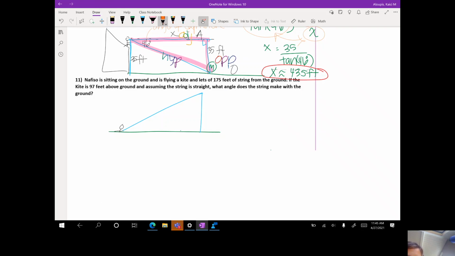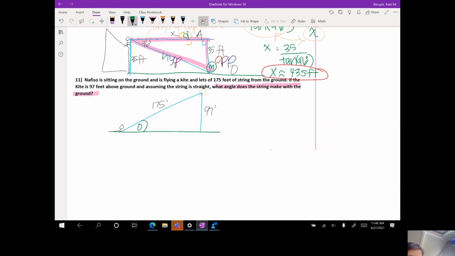So let's see, here's my kite. There's the kite, and this is 97 feet. Oh wait, 97 feet above ground, 175 feet of string from the ground. So if this is the string of the kite, that's 175 feet. And what is the angle that the string makes with the ground? This is where some people get confused, like what angle am I talking about? Well, here's the string, here's the ground, that's the angle. So they're asking us to find this angle here.